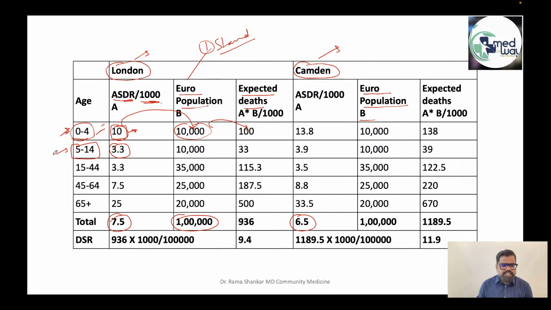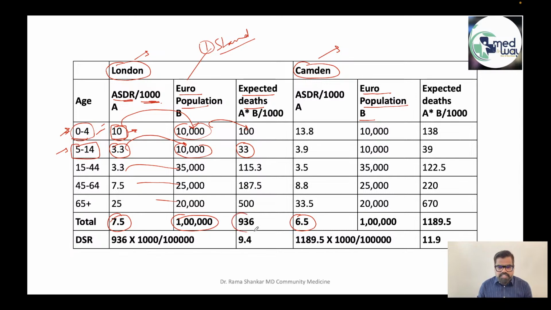Similarly, just take another example. In the 5 to 14 years age group, how many kids are dying? 3.3 per 1,000. So in 1,000, 3.3, if you apply this age specific death rate on the standard population, which is 10,000 again, how many kids will die? 33. Similar thing has to be done for this age group, this age group, this age group. So you have expected death for each age group.